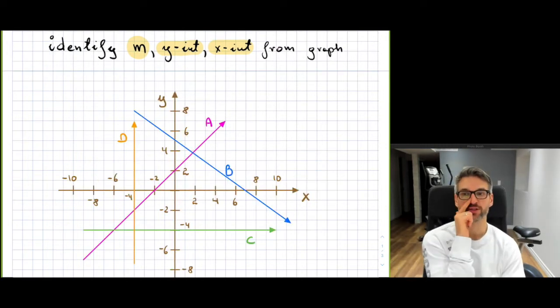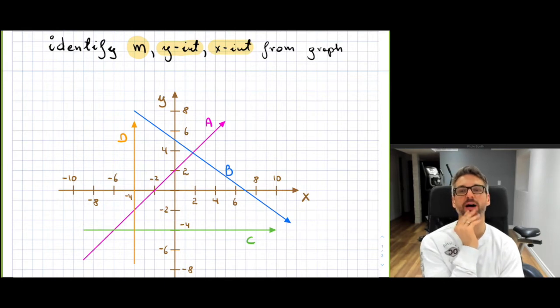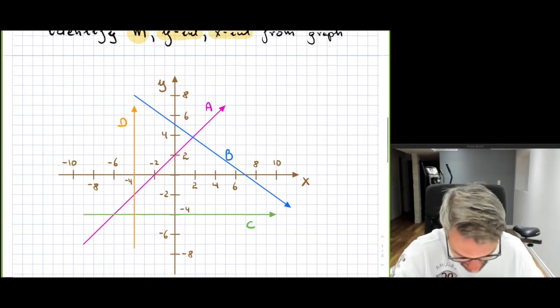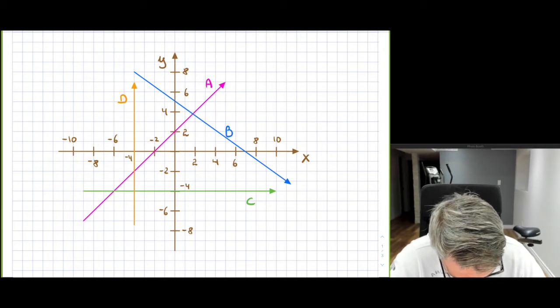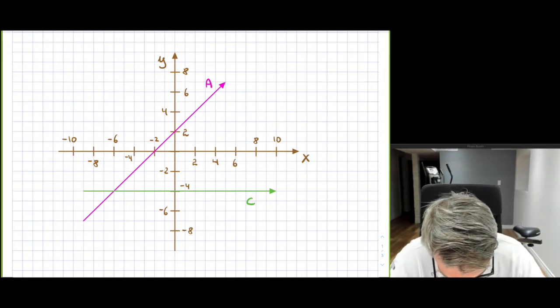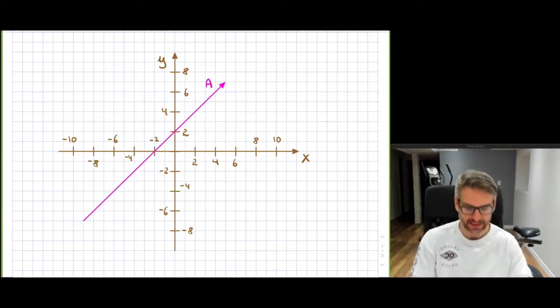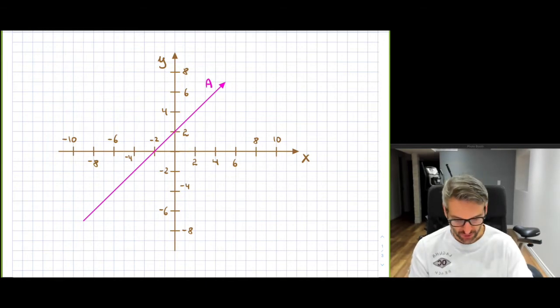All right, so the first item, identifying your slope, your y-intercept, your x-intercept from a graph. First off, the y-intercept and the x-intercept. So if I clean this up a little bit, I'm going to remove a few things here. Let's say that we just want to keep one of these lines so that we make it relatively nice and easy. And I'm going to zoom in.